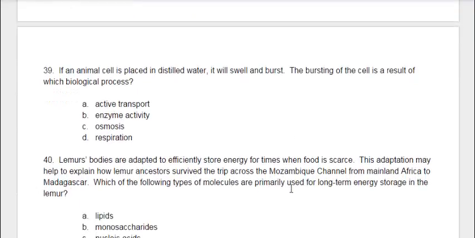39. An animal cell is placed in distilled water. It will swell and burst. The bursting of the cell is a result of which biological process? A. Active transport. B. Enzyme activity. C. Osmosis. D. Respiration.